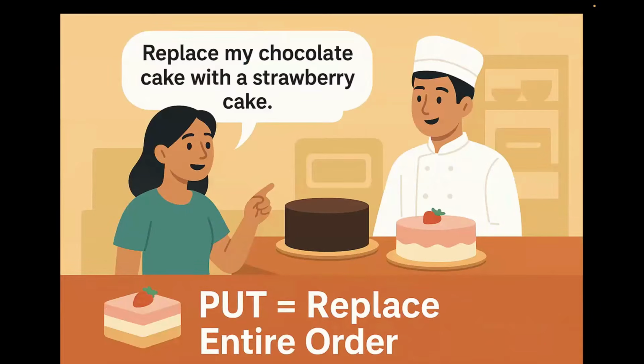Now you change your mind and you tell the baker, replace my chocolate cake with a strawberry one. So that's a PUT request. It replaces the whole thing. Even if you just change one detail, the baker will remake the entire cake, right? So that's called a PUT request.